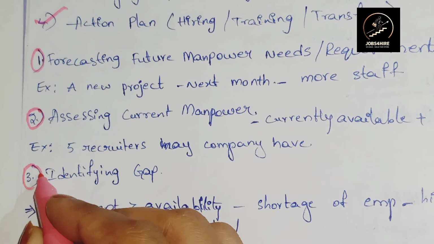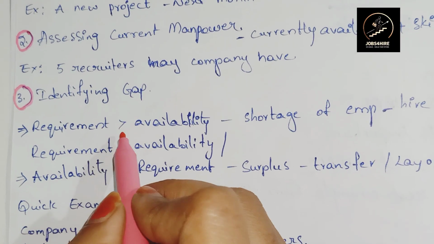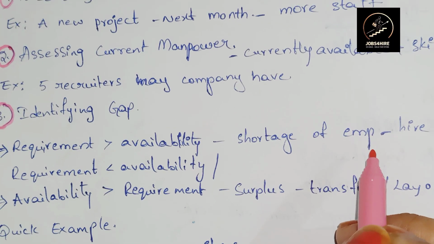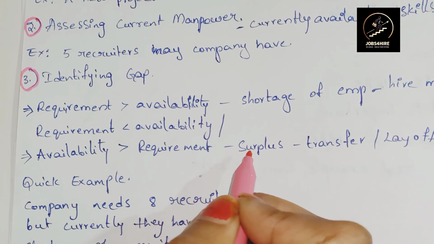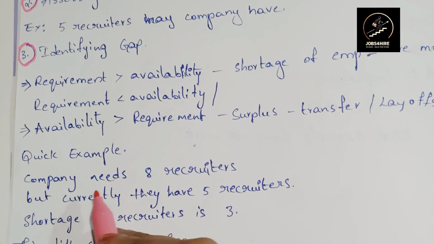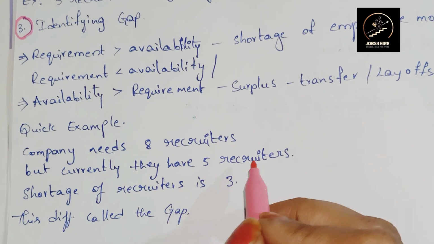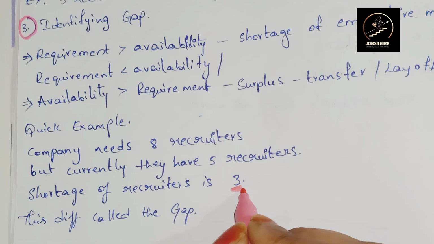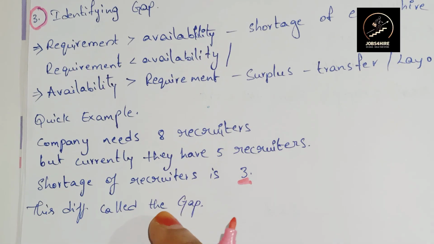So here is number 3, identifying gap. If the requirement is more than availability, it leads to shortage of employees. If the availability is more than requirement, it leads to surplus of employees. For example, the company needs 8 recruiters, but currently they have 5 recruiters. So the shortage of recruiters is 3. This difference is called gap.